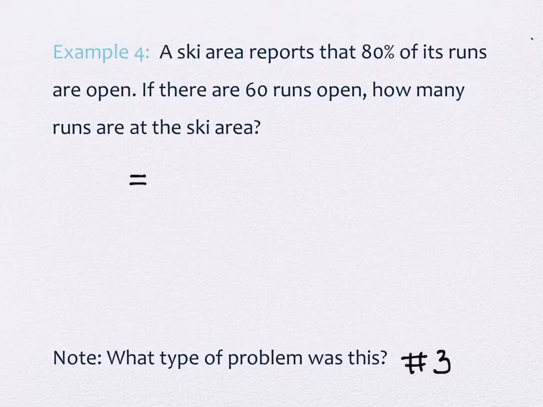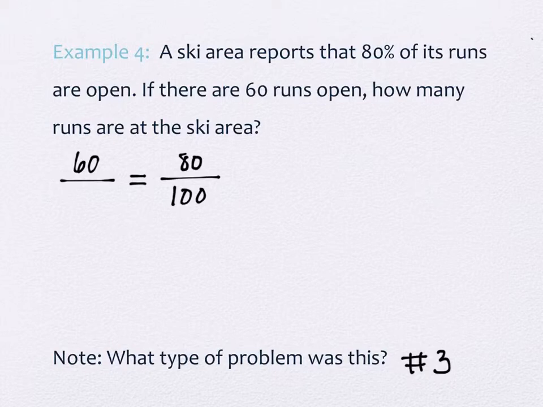So as we're setting this up, again, one side is going to equal something over 100, and the other side is going to represent my ski runs. So the percent that they give me in this problem is an 80, so that would be my 80 over 100. The question is, where does 60 go? It's up top. The 60 is representing the 80% that are open, so it's along the same location as the 80, right? The 60 and the 80 go together. And what I'm trying to find, in this case, is the denominator. How many runs does the ski slope actually even have?